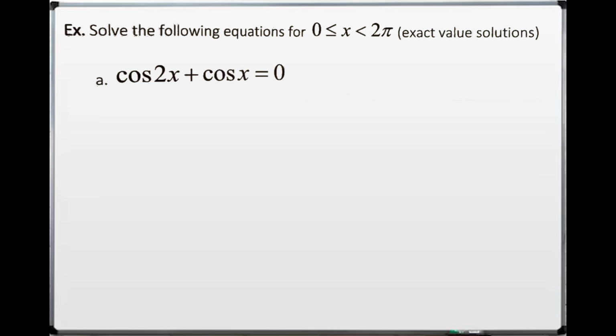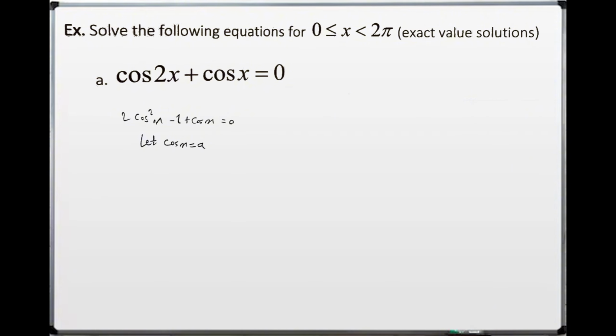So this is the last question that we're going to be solving today. We have to solve this equation for when x is greater than or equal to 0 and less than 2 pi, and we have to keep it in exact values. So the question is cosine of 2x plus cosine of x is equal to 0. So we can write cosine of 2x as 2 cosine squared x minus 1, and we write plus cosine x.